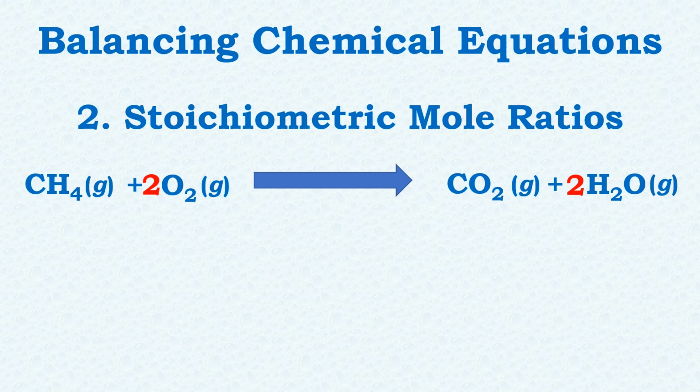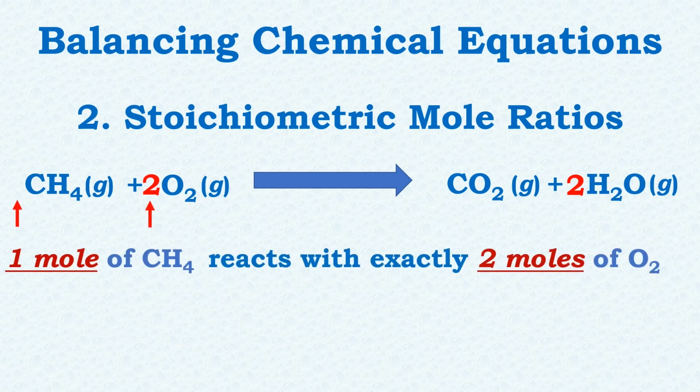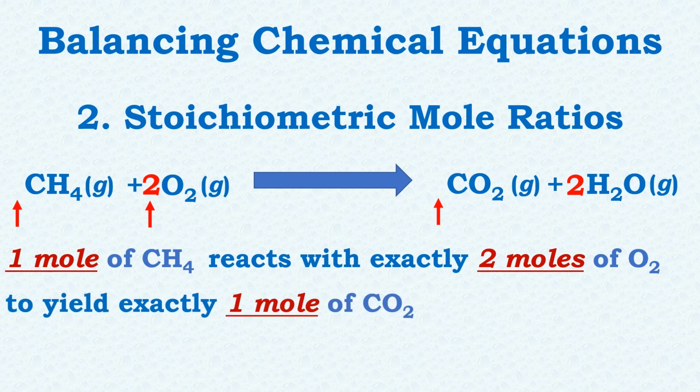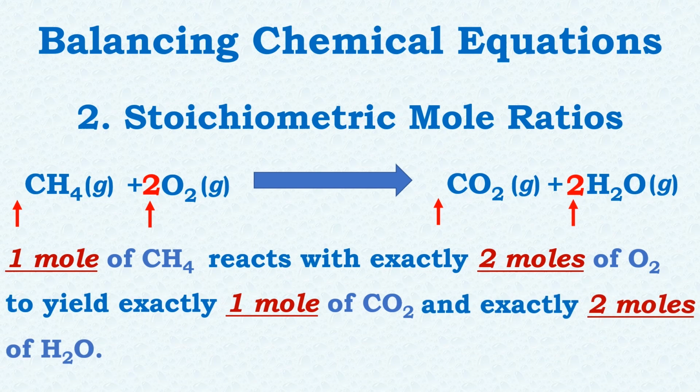We can read this equation as 1 mole of CH4 reacts with exactly 2 moles of O2 to yield exactly 1 mole of CO2 and exactly 2 moles of H2O. You use these ratios to convert one species to another in a stoichiometry problem.